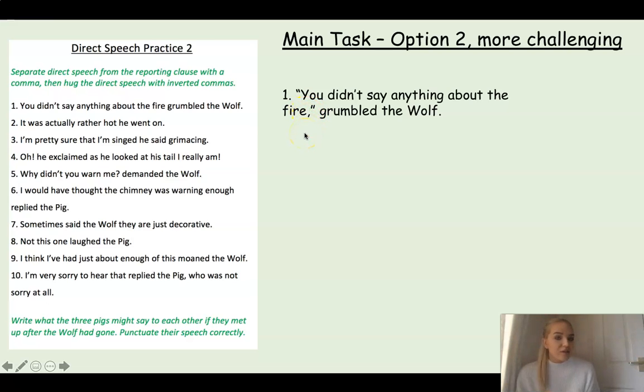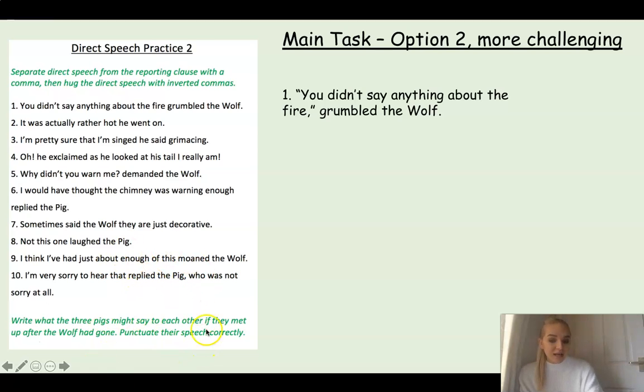Then you need to add the inverted commas in. So it's not much different from task 1, but you do need to have a bit more of a thought process when you're deciding where that comma or exclamation mark or question mark should go. Okay, so then I've rewritten the sentence out again, including my punctuation to separate my direct speech and my reported clause, and then I've added my inverted commas in, and I would do that for the rest of them. Warning, they do get a lot harder as you go down there.